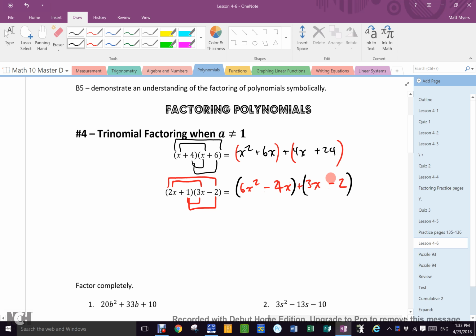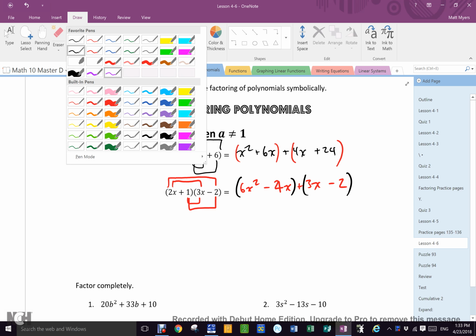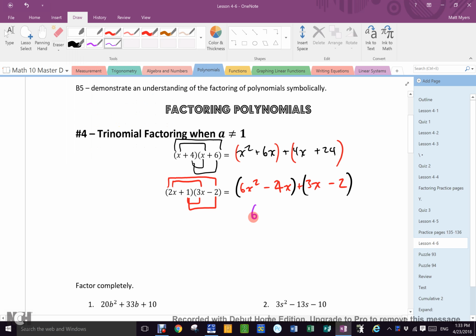If I collect these like terms, I get 6x squared minus x minus 2. Everybody cool with that? Expanding this out and getting that answer. Are we all good? Now we already know that if I factor this, I'm going to get this, right? We know that because this is factor, multiply them together, I get that. Everyone's cool with that, right?